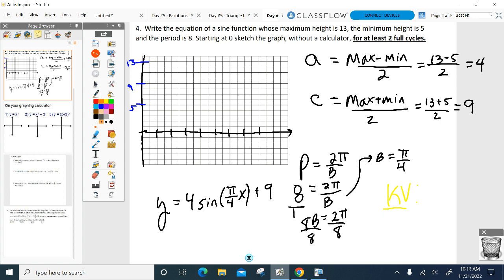I take my period and cut it into 4s. So I'm going every 2 on the x-axis. 2, 4, 6, 8. There's 1 cycle. Usually I would stop the graph there, right? I end at the period, but this said 2 cycles. 10, 12, 14, 16.